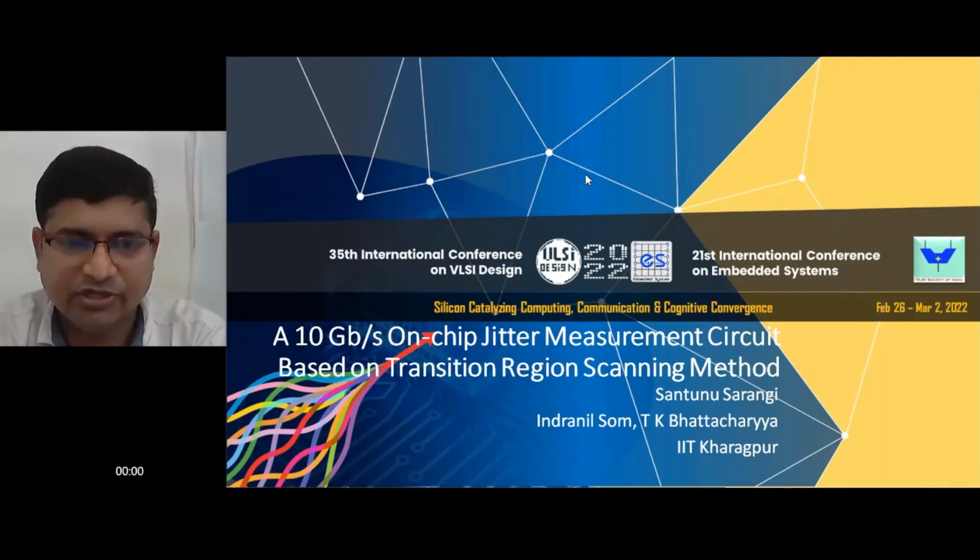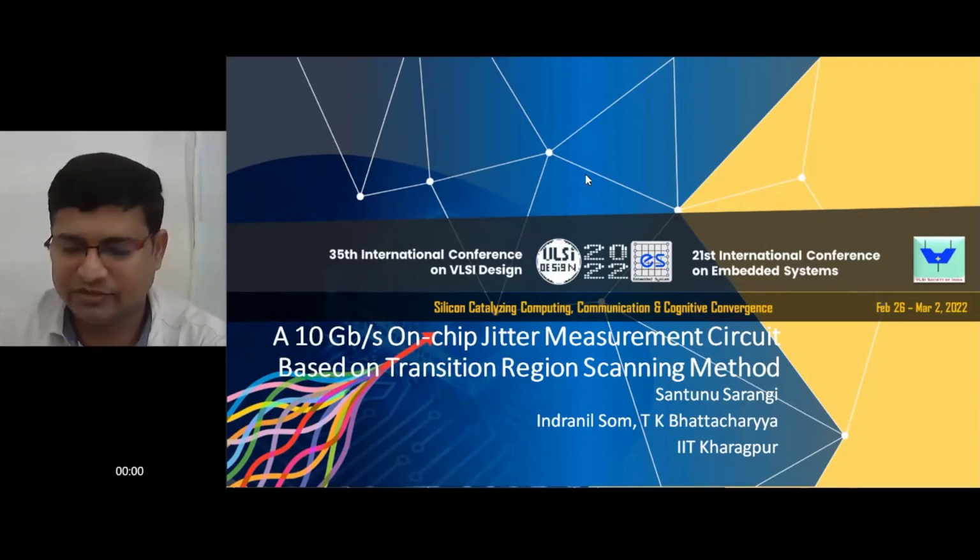The topic is a 10 Gbps on-chip jitter measurement circuit based on the transition region scanning method. As the name suggests, we have designed an on-chip jitter measurement circuit which will measure the peak-to-peak jitter of a 10 Gbps SerDes transmitter stage. We are scanning the transition region of the data or clock, and from that we are measuring the on-chip jitter.